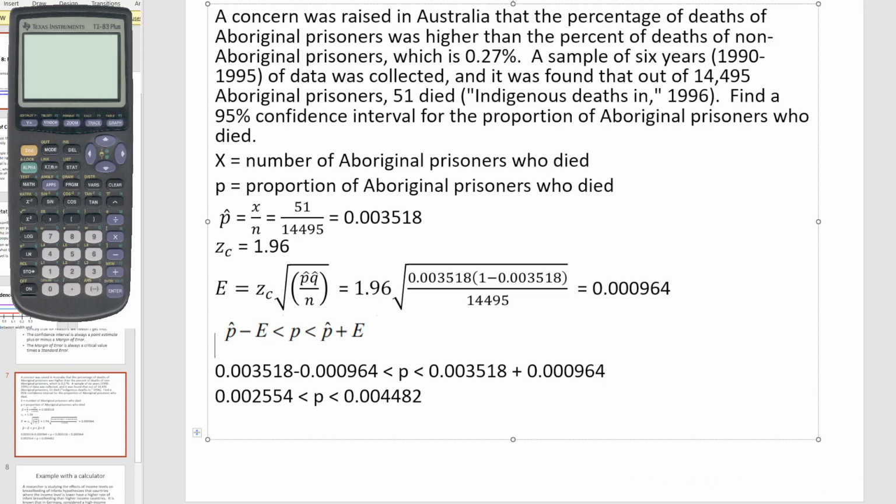And our statistical interpretation here is that there is a 95% chance that this interval contains the proportion of Aboriginal prisoners who died.